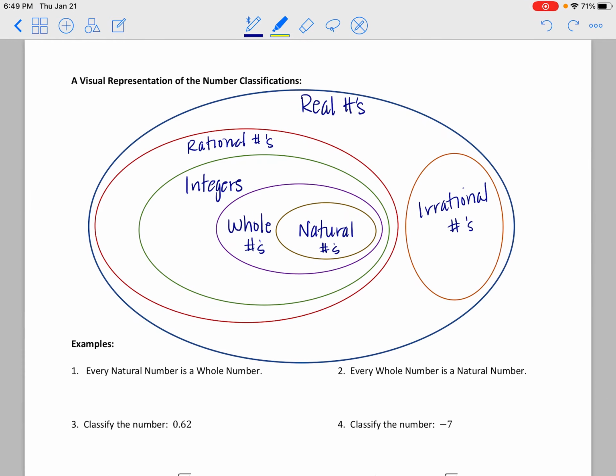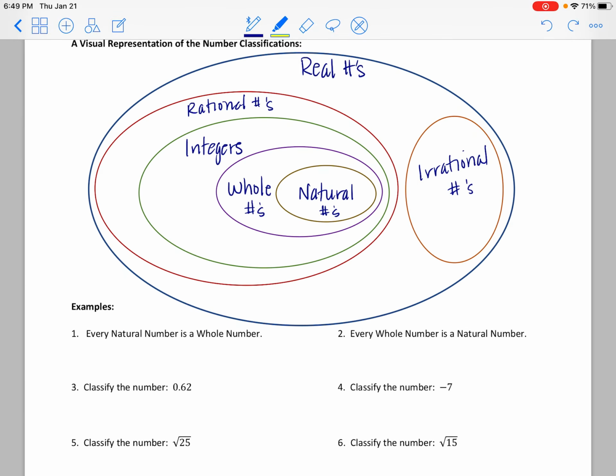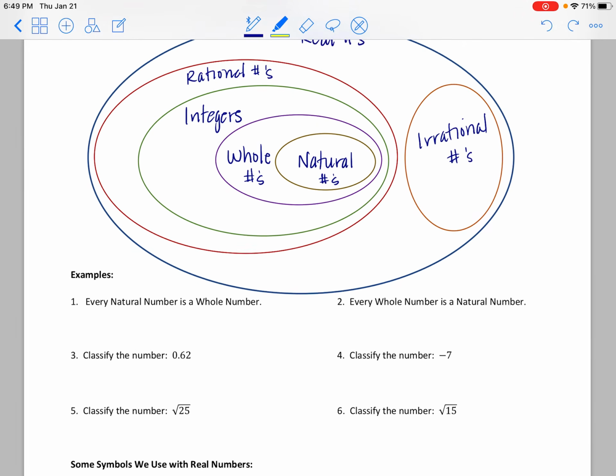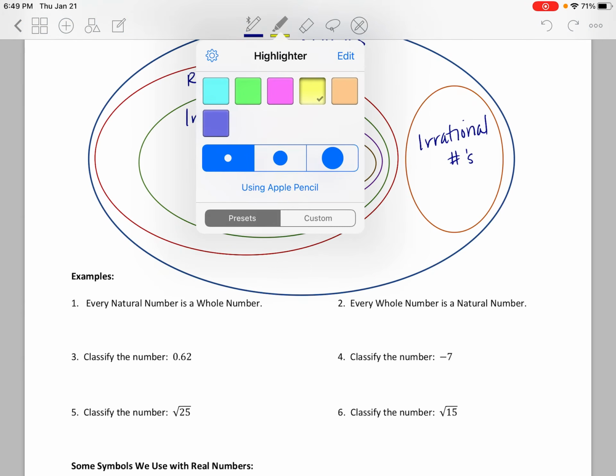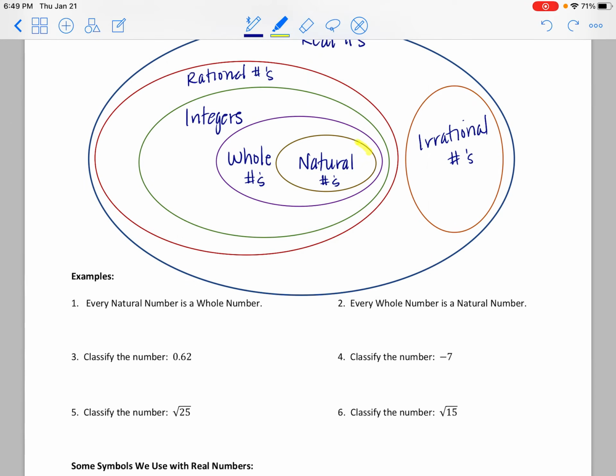And now, just a couple questions to make sure we're good here. If I said every natural number is a whole number, is that true or false? Well, every natural number in that whole number circle, yes, is true. Every natural number is a whole number. That's a true statement. But if we said that in reverse, is every whole number a natural number?